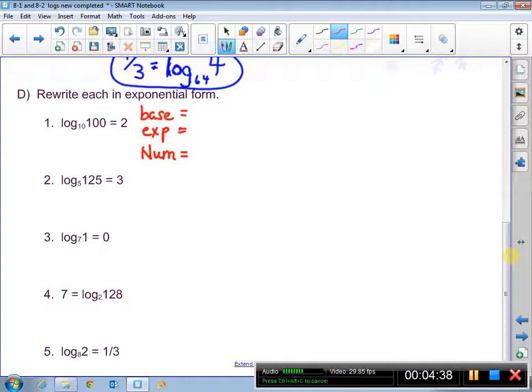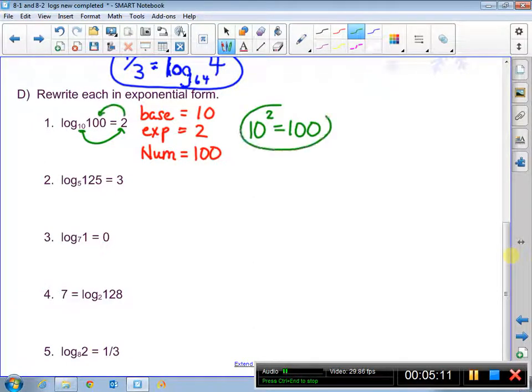So the base, of course, is that subscript 10, it's right there. The exponent is what the log equals, and the number is the log of the number, so in this case it's 100. So if we piece this back together as an exponential equation, we have 10, our base, to the second power, our exponent, equals 100. So I do 10 squared equals 100. And we know that's true.